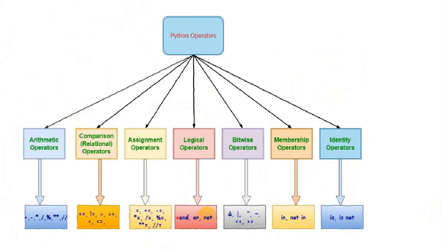For logical operators, we use and, or, and not. Bitwise operators are bitwise and, bitwise or, XOR, complement, left shift and right shift. Membership operators are in and not in. They check whether an element is a member of a sequence or not. The identity operator checks whether an object is the same as another object or different. So these are the various operators. We are going to discuss these operators one by one in the forthcoming videos.